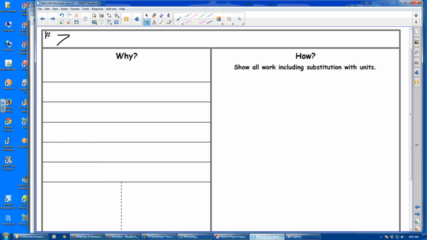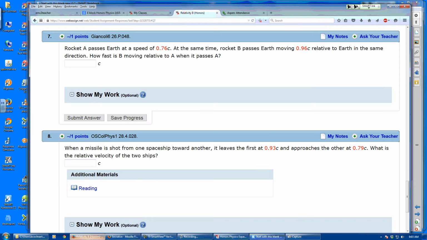Three different frames of reference. We have the Earth, ship A, and ship B. So I would even note that right in my Y, 3 frames of reference. We have the Earth, we have ship A, and we have ship B. Which one are we going to take as the stationary frame of reference? We'll take Earth, okay. Let's look at the problem. Sometimes the problem dictates, how fast is B moving relative to A when it passes A?